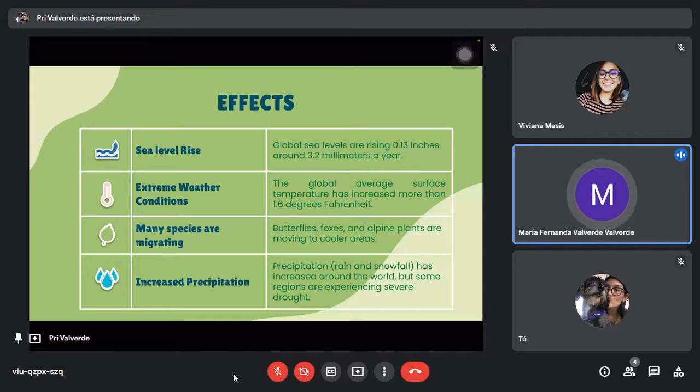Then we have the precipitation, and remember that precipitations are rain and snowfall, and precipitations have increased around the world, but some regions are experiencing severe droughts, which increase the risk of wildfires, lost crops, and drinking water shortages. And also because of those meteorological phenomena, livelihoods and economic resources are being disrupted, especially in developing countries.